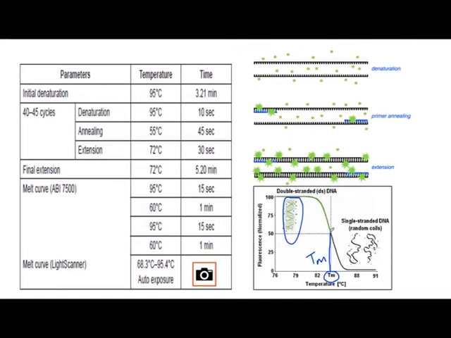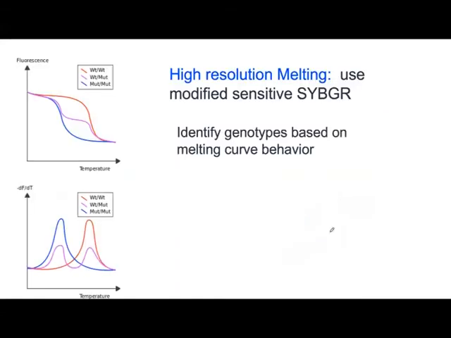Actually, this can help me to understand the mutation. And this is actually where we use SYBR Green, a modified version of SYBR Green, which is sensitive to temperature. Actually, the behavior of the line, how it melts, is different between different mutations.